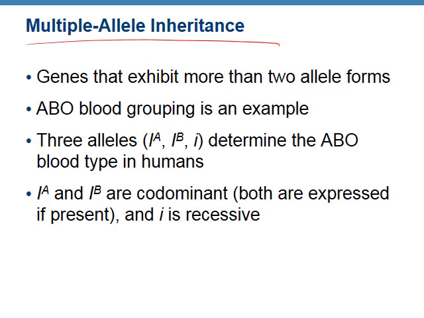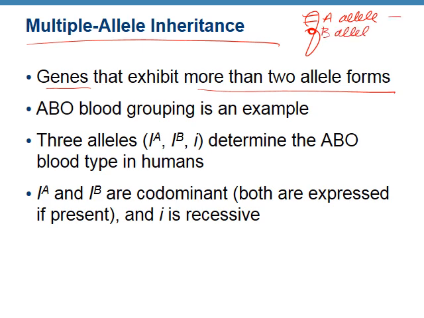We've seen multiple allele inheritance, basically if the genes exhibit more than 2 allele forms. So what we're saying is, on your chromosome, can you have an A allele? Yes. Could you have a B allele? Yes. Could you have an O allele? Yes. So if there's more than 2 allele forms, then it's going to be multiple allele inheritance.